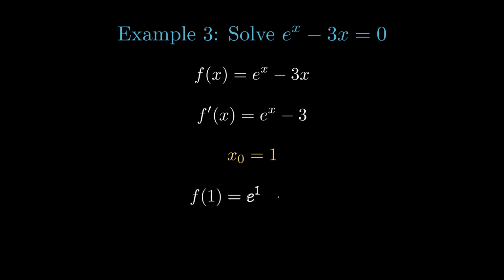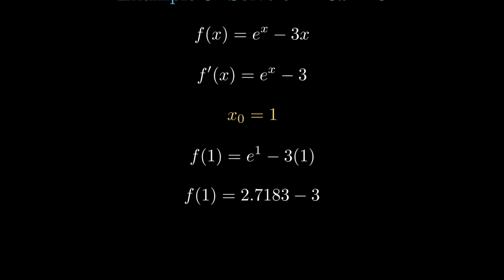Substitute 1 into the function. The value of e is approximately 2.7183. Subtracting gives negative 0.2817.